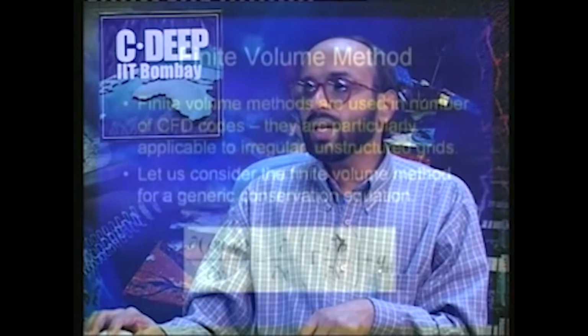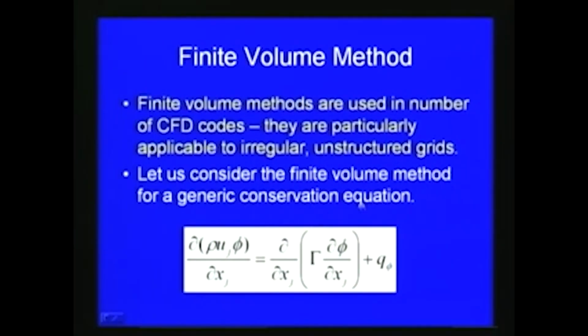If you consider the finite volume method for a generic conservation equation like this, del by del xj of rho uj phi is equal to del by del xj of gamma del phi by del xj plus q phi. Here phi is the function, u is the velocity vector, rho is the density, and q is the source term. So let us consider a typical equation like this.